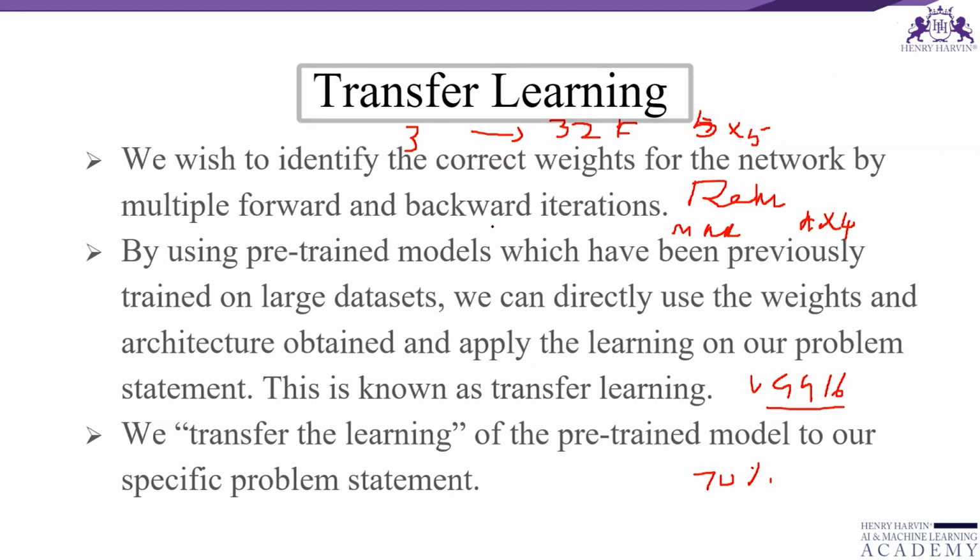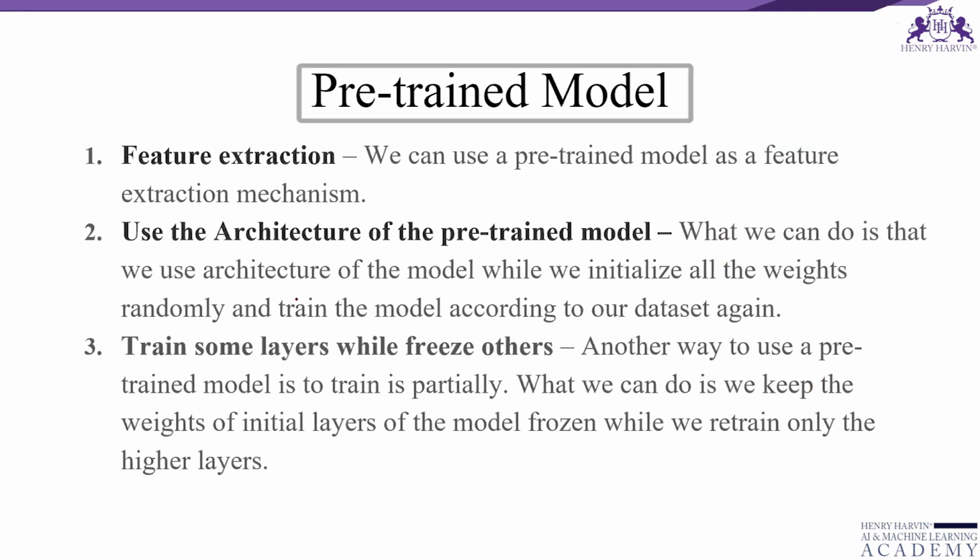So what is our objective when we try to train a neural network? This would be the next question that comes to our mind, right? So we have to first identify the correct weights for the network. So how can I do that? By using the forward and backward iterations, right? So by using pre-trained models, we will directly use the weights and architecture obtained and apply them on the problem statement. This is nothing but called transfer learning. So what I'm doing over here is transferring the learning of the pre-trained model to our specified problem statement, right?